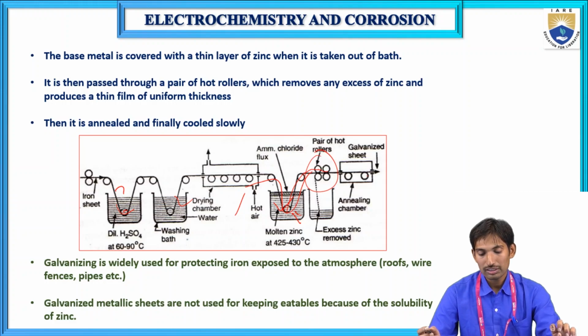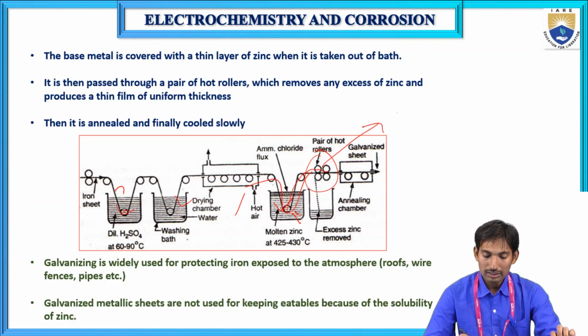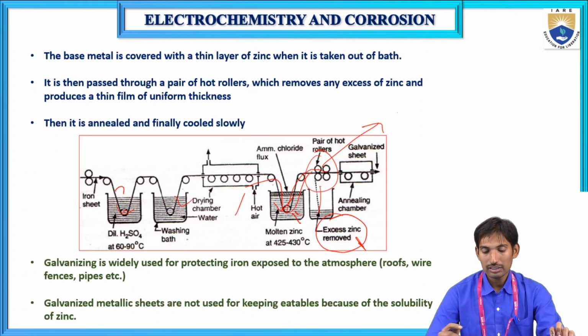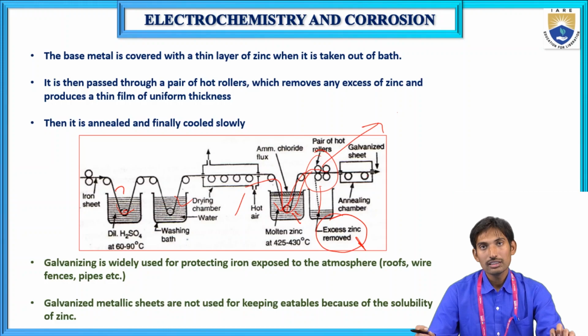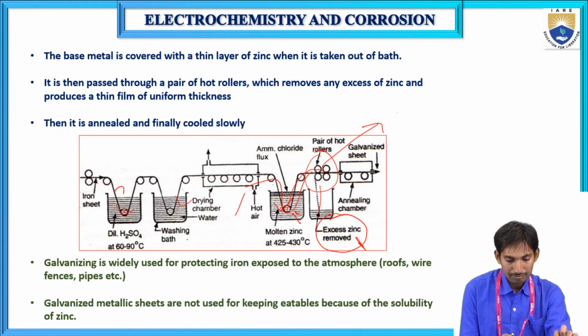What is the purpose of this pair of hot rollers? The pair of hot rollers give a uniform coating on the iron sheets, and also remove the excess zinc. We can collect the excess zinc removed by the hot rollers. Then the zinc coated iron sheets are sent into the annealing chamber.